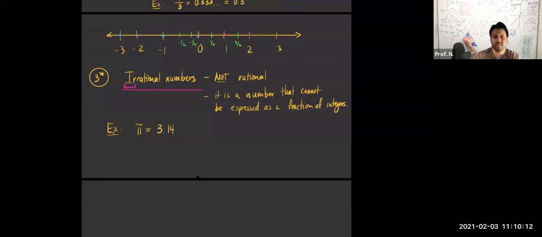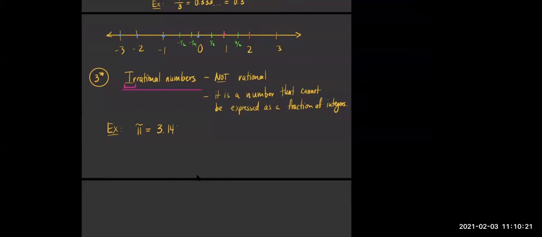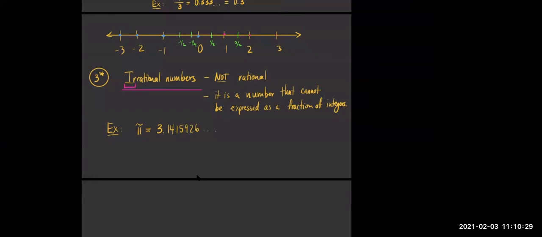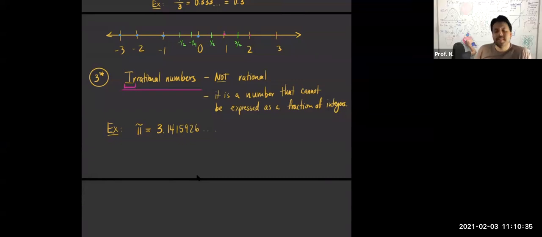People have contests of how many digits they can actually memorize, because this goes on forever. 3.1415926. And they also have a contest to discover what's the next digit in pi. There's like a race to figure out how far it can go. So this goes on forever.